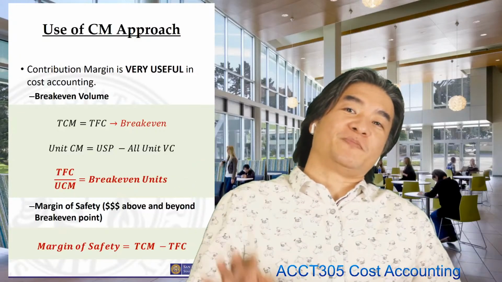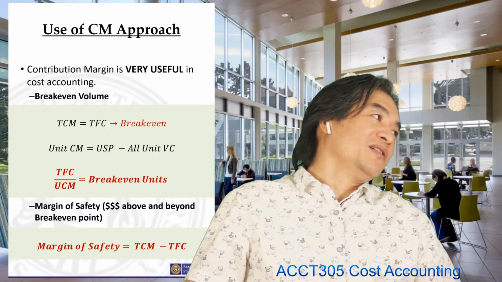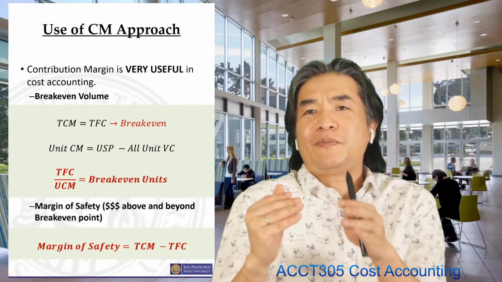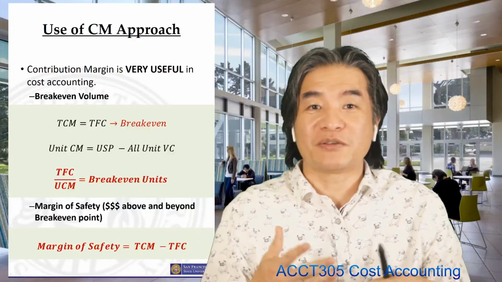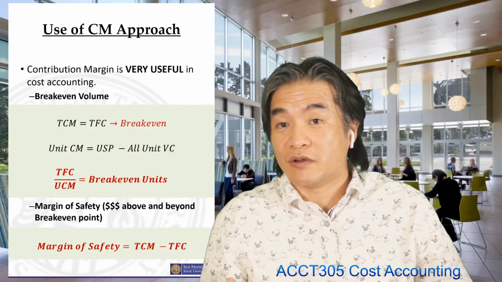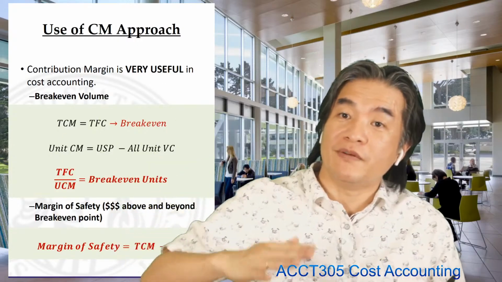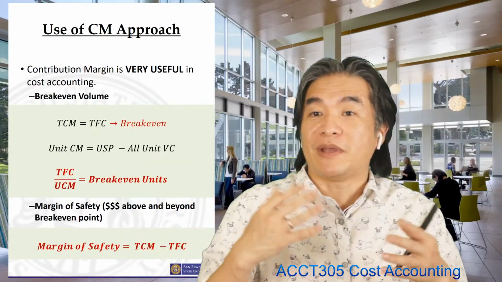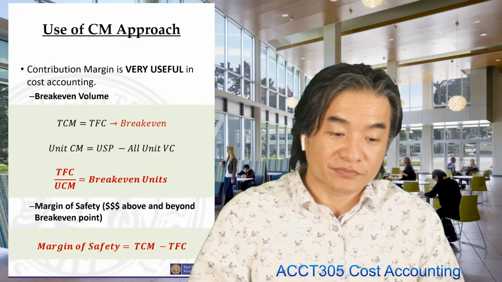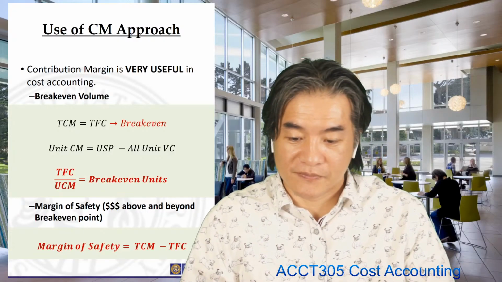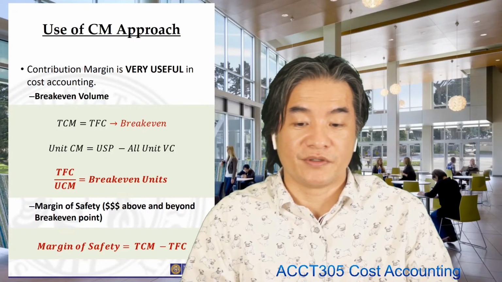I don't have much aspirations. I just want to be a little bit above break-even. That's what margin of safety is for. How much room do you have before you fall below the break-even point, where you're not making any money anymore?